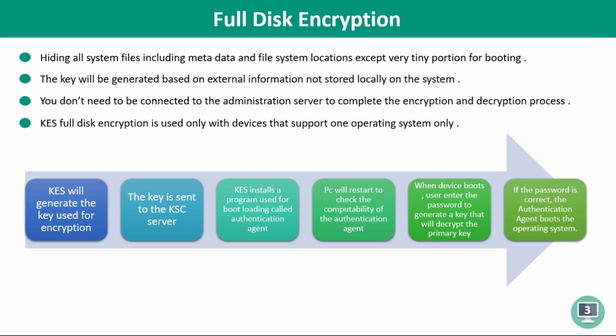So full disk encryption, again, is about hiding all the system files, including metadata and file system locations, except a very tiny portion of the booting sector to be able to boot our operating system. The key will be generated based on external information, and it will not be stored locally on the system. This is the secret behind the security of full disk encryption inside Kaspersky Endpoint Security for Business. You don't need to be connected to the administration server to complete the encryption or decryption process. And this is the idea of the data at rest encryption process.